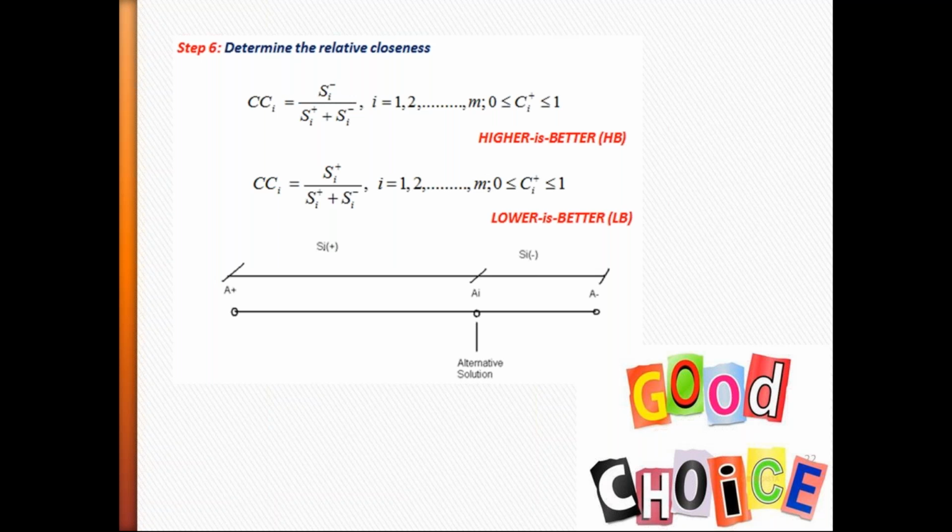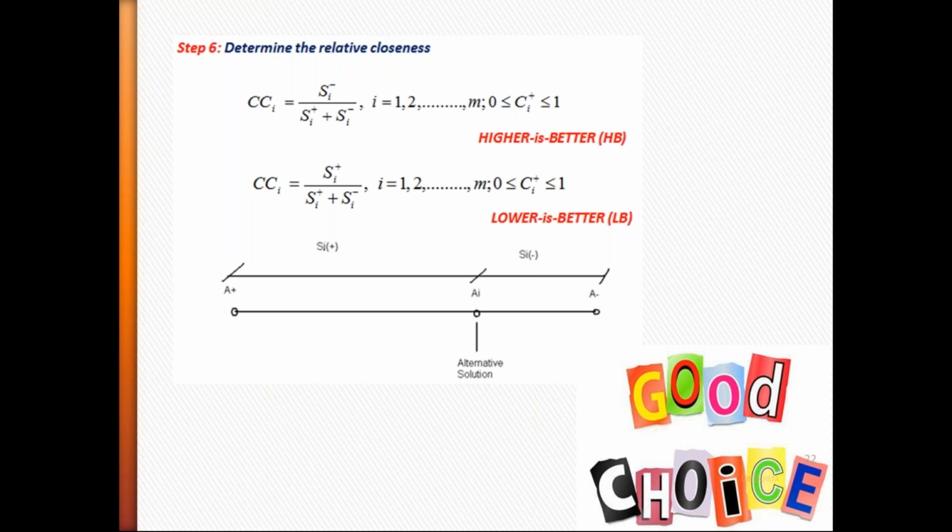The concepts of Si plus and Si minus are shown in the figure below. You see the point A plus is a point, and A minus is at the right hand side at another point, and in between is the position of an alternative, that is Ai. i can vary from 1 to m because we have a total of m alternatives. You can follow that the distance between Ai and A plus is Si plus, and the distance between Ai and A minus is Si minus.